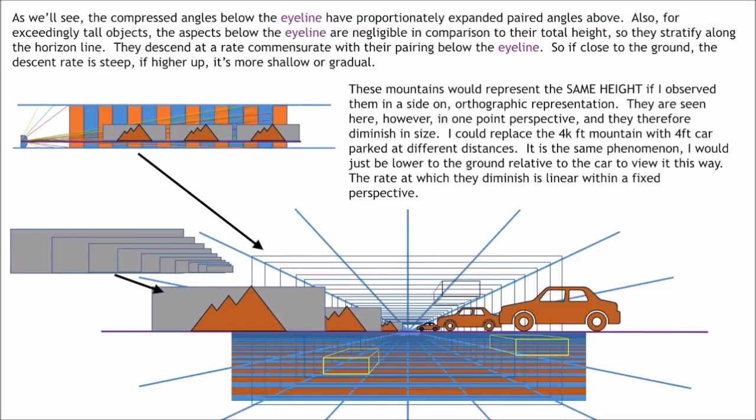So again, also objects descend at a rate commensurate with their pairing below the eye line. So again, if I compress the lower angles, that eye line or that orthogonal line is going to become more shallow, but at the same time, the orthogonal line that is paired above will descend at a higher rate. So again, if close to the ground, the descent rate is steep. If higher up, it's more shallow or gradual.